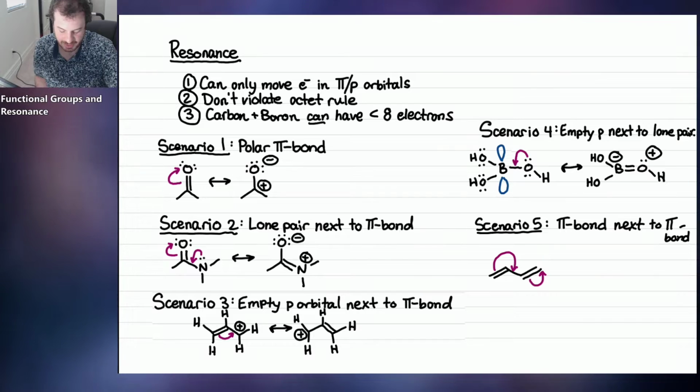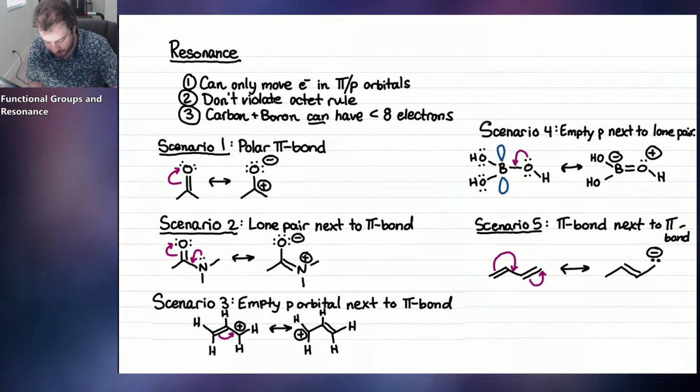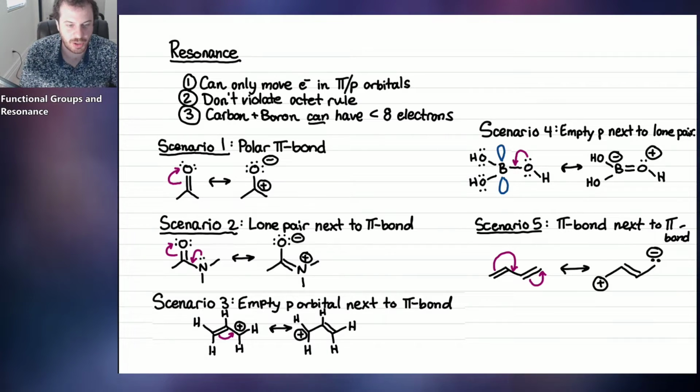And we dump electrons as a lone pair on the end of the second pi bond. So if we do that, that'll put a lone pair and a negative charge on the right side of this molecule. And since we moved electrons away from the left side of the molecule, we'll be left with a positive charge there. So that's pi bond next to pi bond. So those are the 5 resonance scenarios.